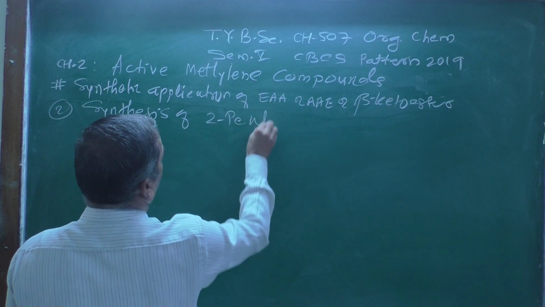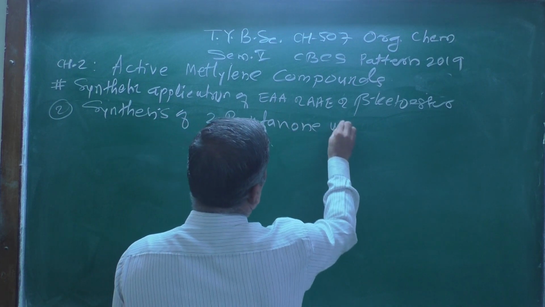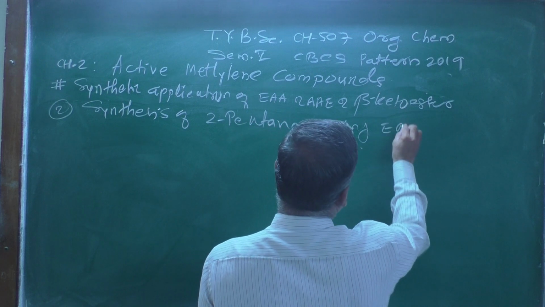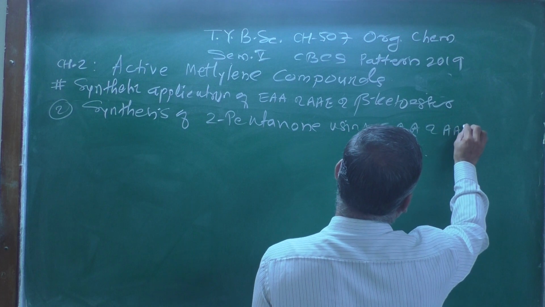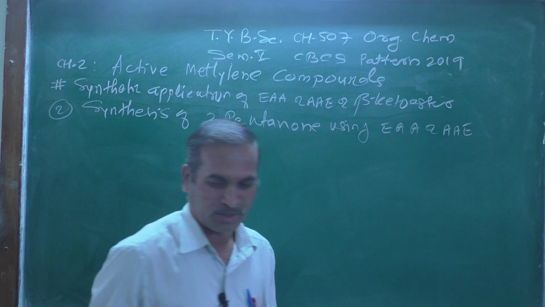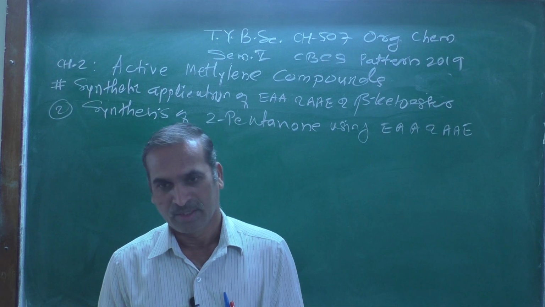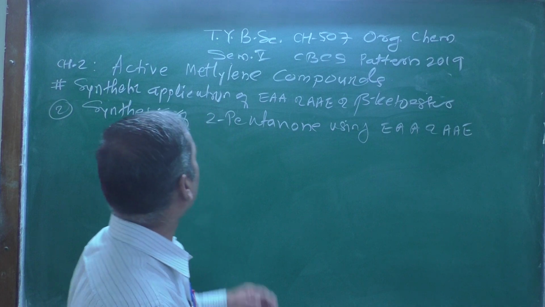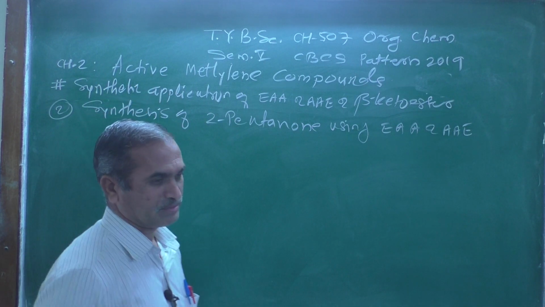2-pentanone using ethyl acetoacetate or acetoacetic ester, or we can call it beta keto ester. So we are discussing chapter number 2, that is active methylene compound.